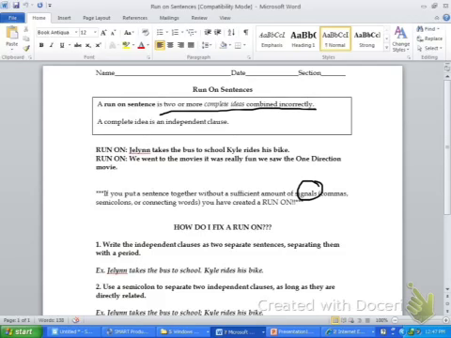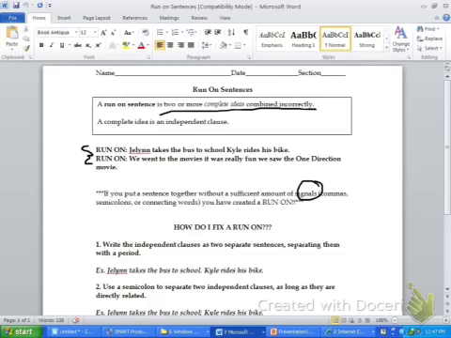So, for example, right here, we have a run-on. Jalen takes the bus to school, Kyle rides his bike. We do not have a signal when the idea is changing. So we need to fix it in one of three ways. Second one: we went to the movies, it was really fun, we saw the One Direction movie. We have three different ideas going on there, so we need a signal each time we change ideas.